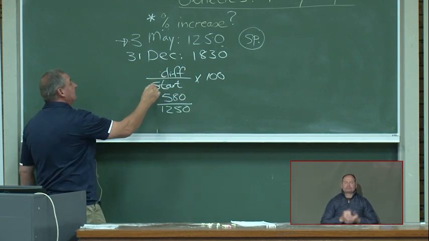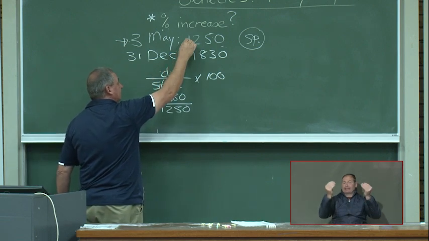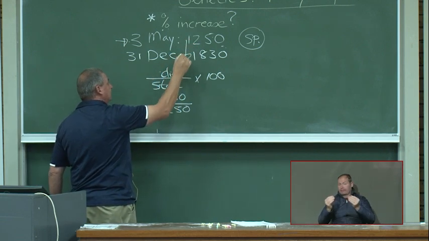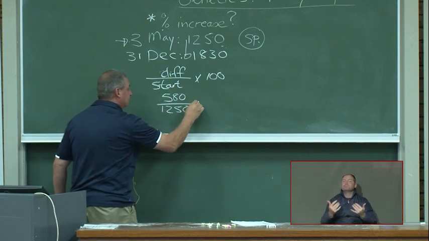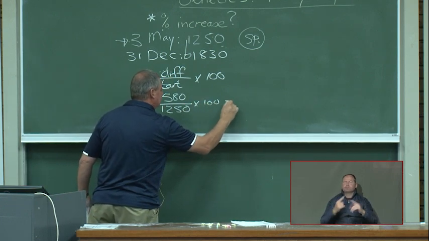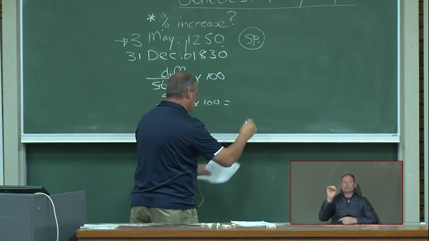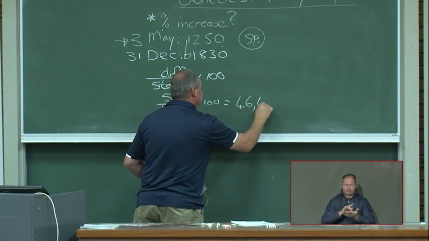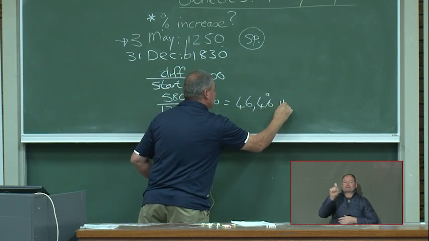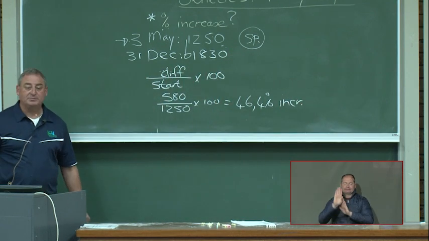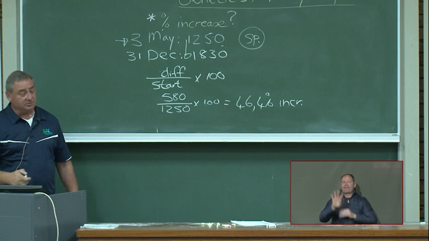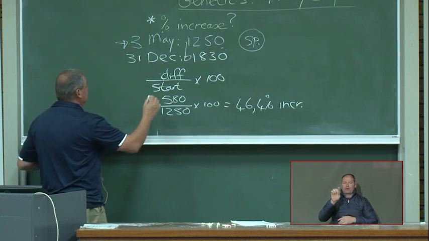So you always write the difference. That means the difference in number, how they've increased in number from the starting point going forward. So the difference on top, starting point at the bottom, times 100 over 1. And then if you do the calculation, there's a 46.4% increase in this bird population. That's percentage increase.